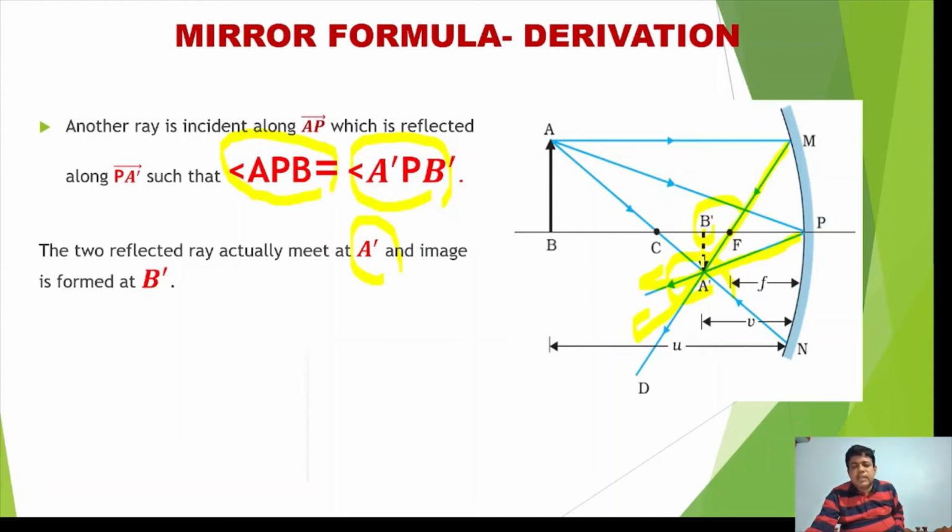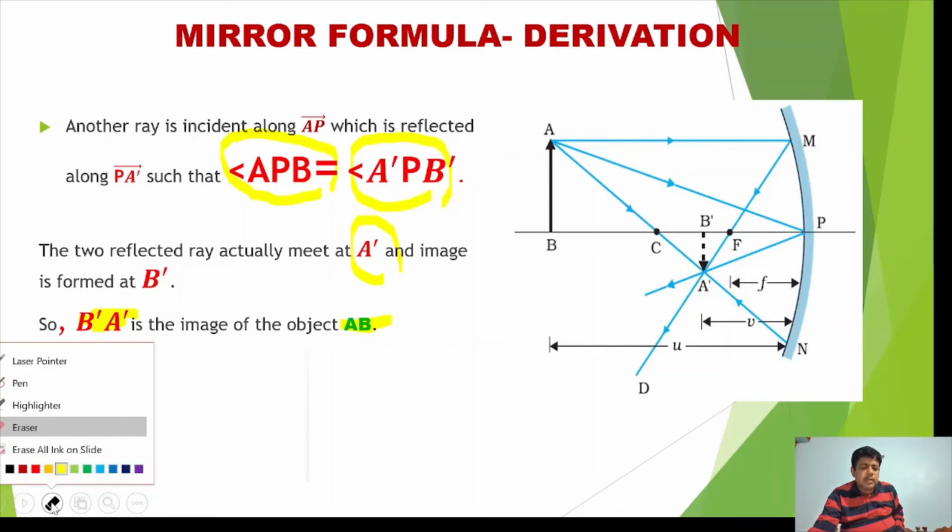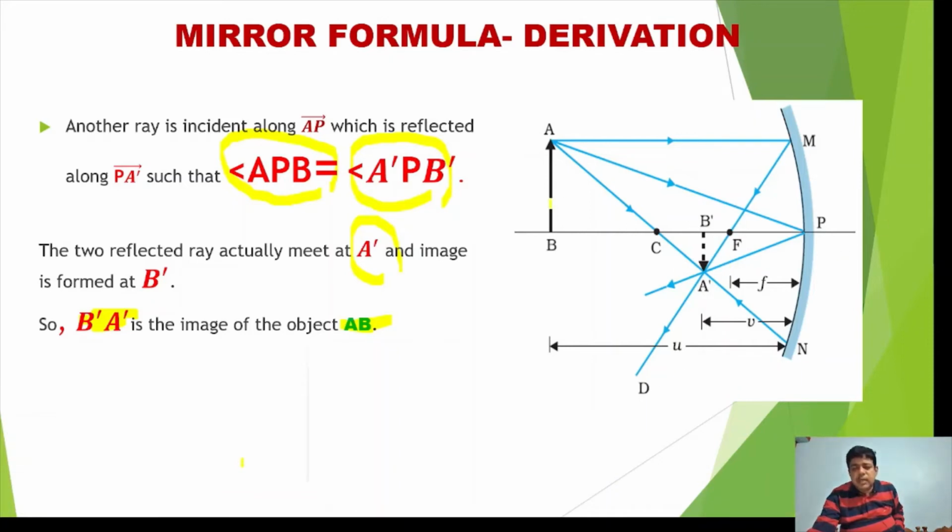So here A dash B dash is the image of the object, right? B dash A dash is the image of the object AB. Understand? Is it clear? Yes? Okay. You see, here AB is the object, and A dash B dash is the image.